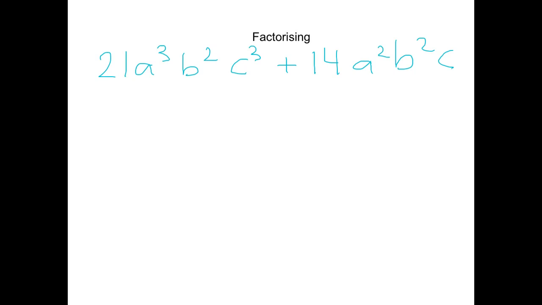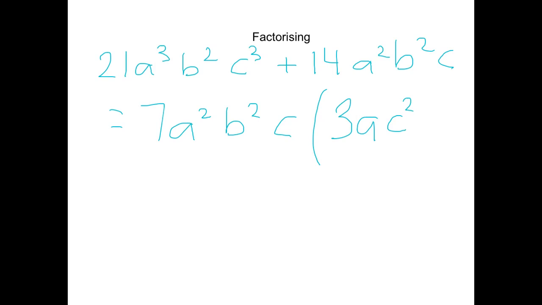We write the highest common factor outside the brackets. In this case, it equals 7a squared b squared c. And inside the brackets, we write 21 divided by 7 is 3, a c squared, and then 14 divided by 7 is 2.